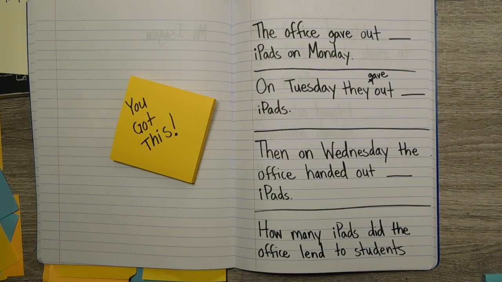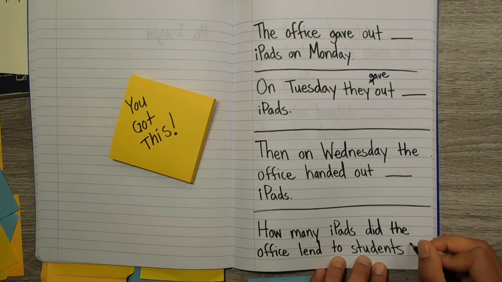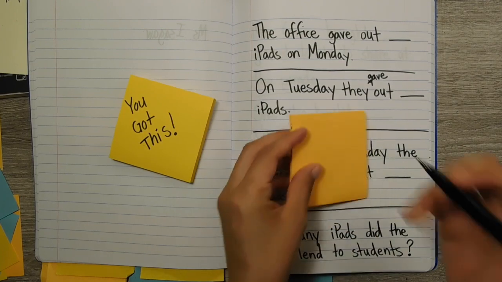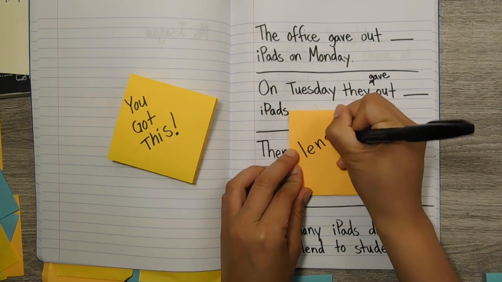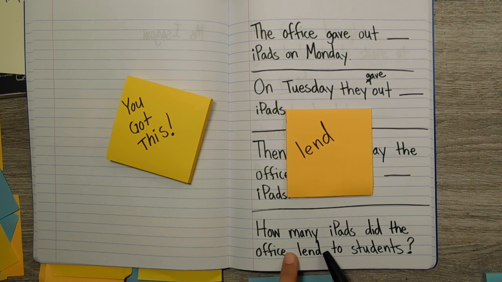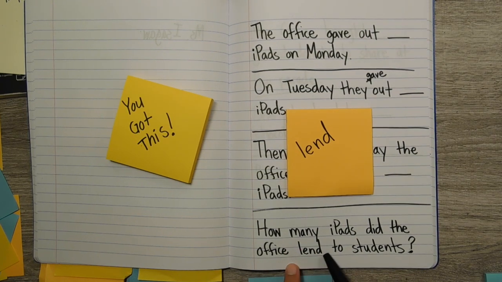How many iPads did the office lend to students? Question mark. So let's look at that word right there. Lend. So I understand that in the problem it does say that the office is giving something out, but just as a reminder, this technology is borrowed. You're eventually going to have to give it back once quarantine is over, and hopefully it's going to be over soon, because we're just as excited to come back to school as you are. But for some of you, you might not understand that, especially with this word right here, lend.